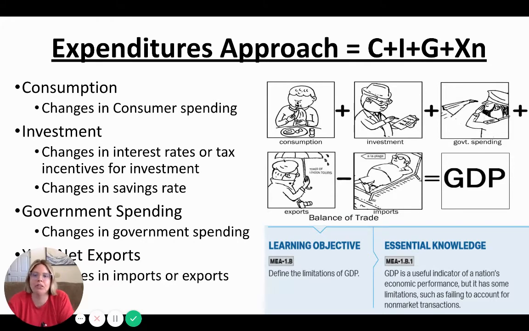XN is net exports, because remember, we have to take away the imports. If it was made in another country and then imported into our country, we don't get to count it in our GDP. Remember, GDP is not about where it's sold. It's all about where it's produced. Where is it made? Where it's sold is not as much of a factor when you're calculating that.